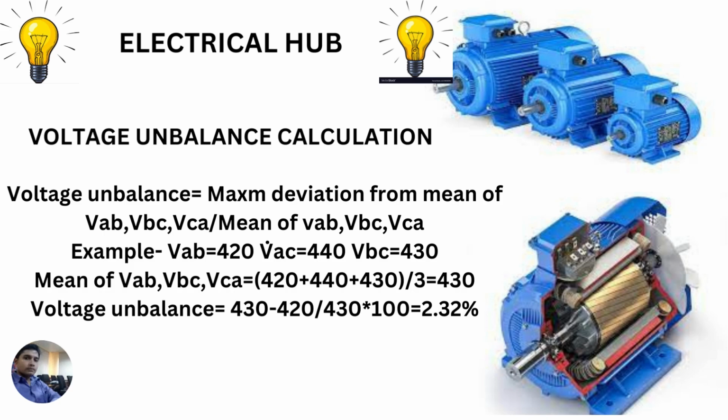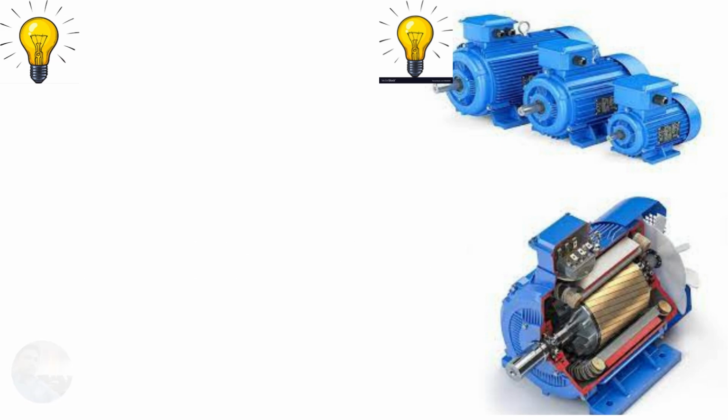So voltage unbalance is equal to the maximum deviation from the mean of VAB, VBC and VCA. For the maximum deviation, we will take the value which is greater after subtracting from the mean. So it is 430 minus 420, which is equal to 10, divided by the mean of VAB, VBC and VCA, which is equal to 2.32 percent.